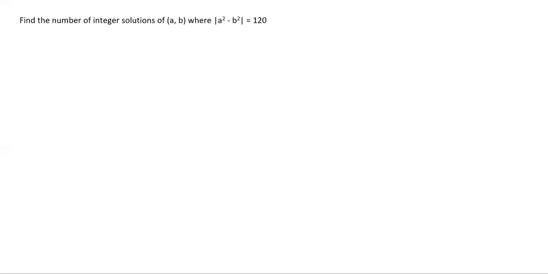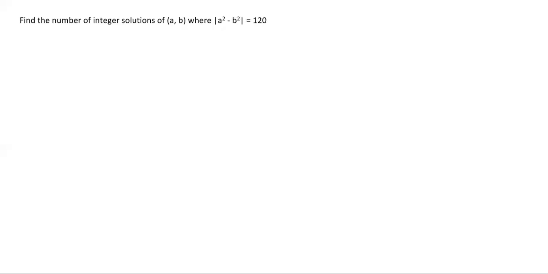So, few things to take note of in this problem. We are looking for integer solutions, not positive integer solutions. So, a and b could be negative. Another thing is the question says mod of a square minus b square equal to 120. I hope you can read that. It's written in modulus form.